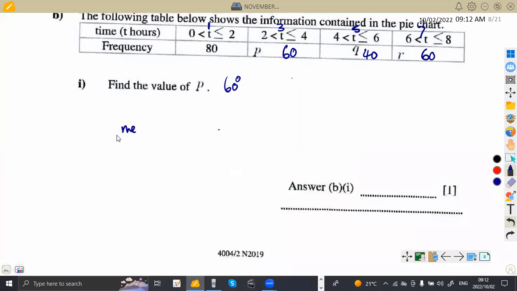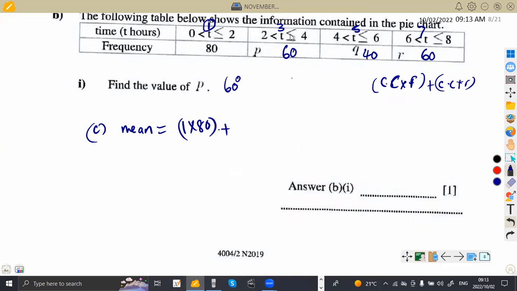Remember that the mean, so this was actually item C, is equivalent to the class center multiplied by the frequency, until the last one, you multiply class center by frequency over the total frequency. So for the first one, the class center is 1, so it's 1 by 80 plus the other one is 3 by 60, plus the other one is 5 by 40, and the other one is 7 by 60.